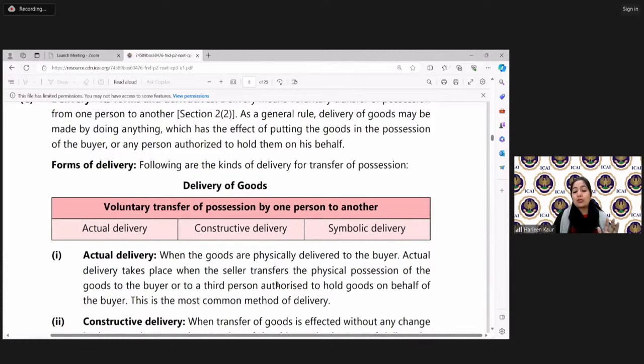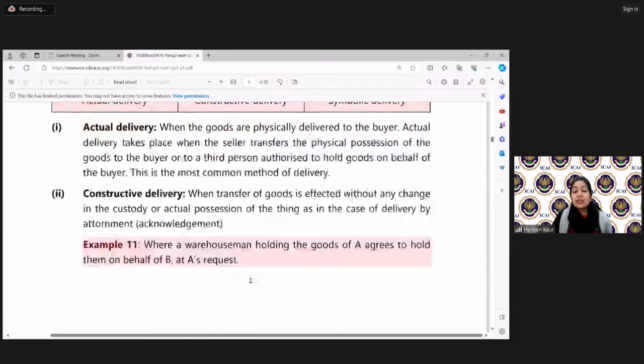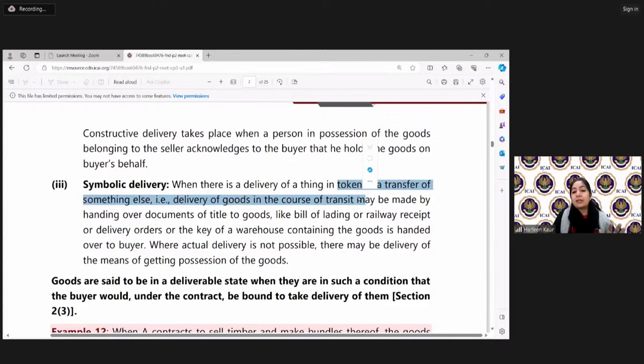So you have clearly understood, we have delivered n number of pizzas, biscuits, chocolate, chips. So actual delivery is now crystal clear in your mind. Now let's understand symbolic delivery first. So symbolic delivery means doing something as a token of transferring something. Maine abhi tak to delivery di thi. Ab maine delivery nahi di, maine kuch aisa kar diya ki delivery of goods ho gayi.